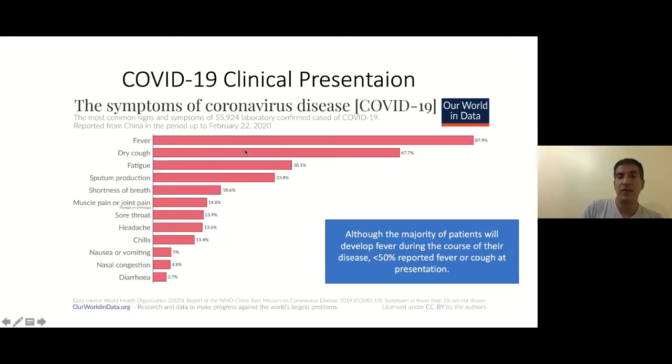One thing we have to keep in mind: early literature from China said that 90% have fever. And if you go to the airport or the hospital, they scan people with a temperature scan, and if they are afebrile, they let them in. The absence of fever at presentation does not mean anything. Actually, less than 50% of COVID-19 patients present with fever, but the majority of them will develop fever along the course of their disease.